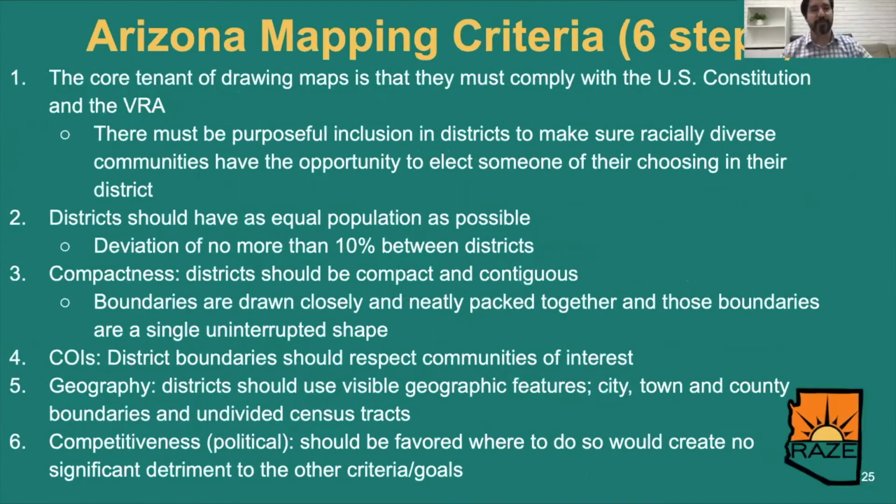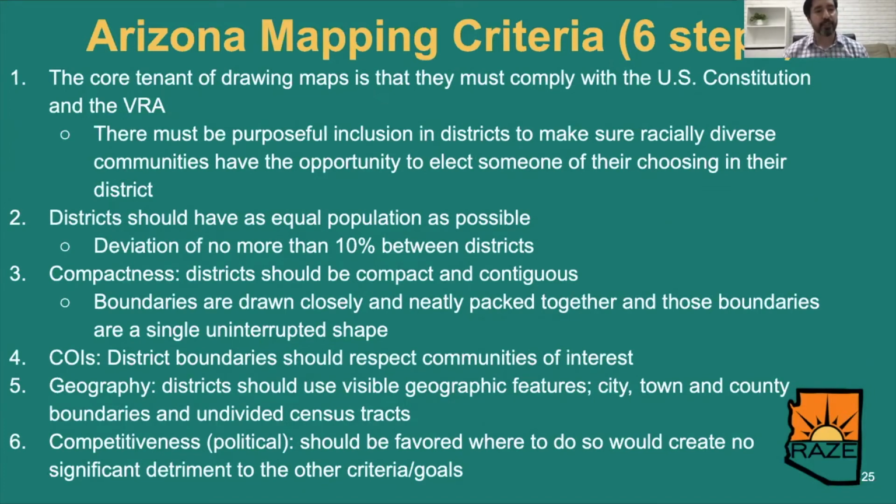So on this very busy slide here, we have the Arizona mapping criteria. There are six of these. The first is that the core tenet of the drawing maps must comply with the US Constitution and the Voting Rights Act. There must be purposeful inclusion in districts to make sure they're racially diverse, have racially diverse communities, and that these communities have the opportunity to elect someone of their choosing in the district.